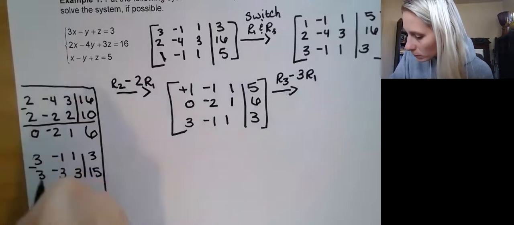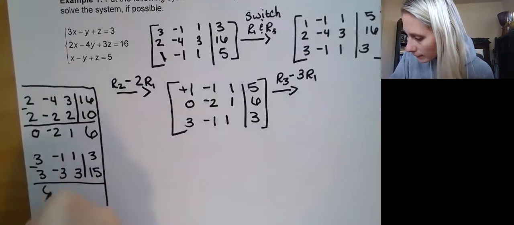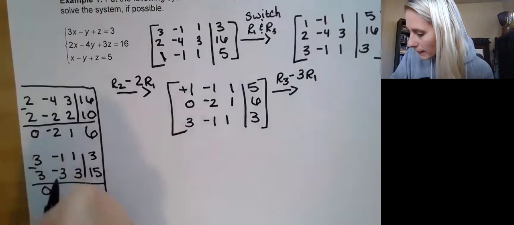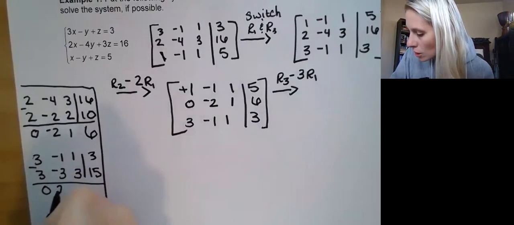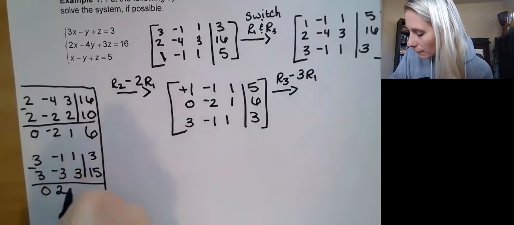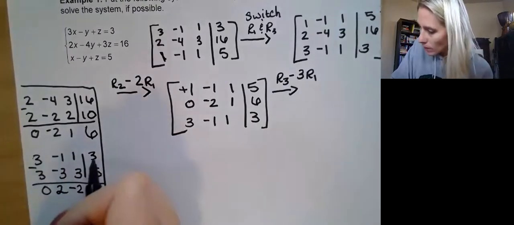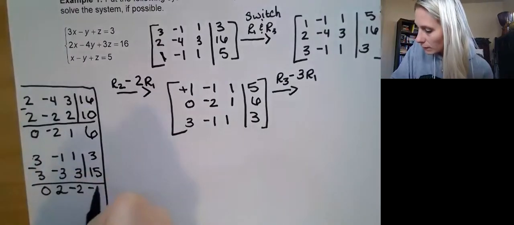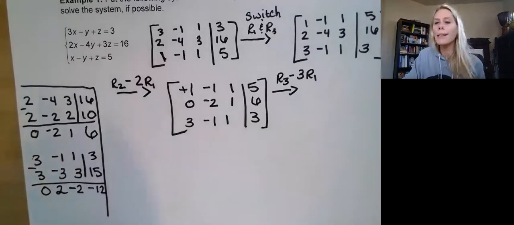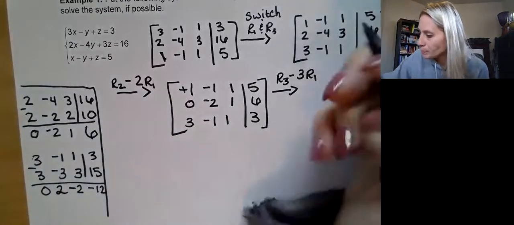I'm going to subtract straight down. I get 0. -1 minus -3 is 2. 1 minus -3 is -2. And 3 minus 15 is -12. Guys, if you like addition a lot better, just multiply by the negative number and add straight down.